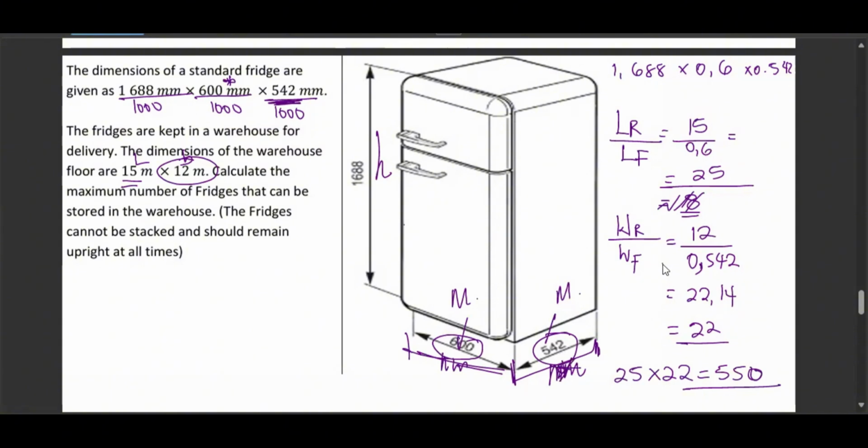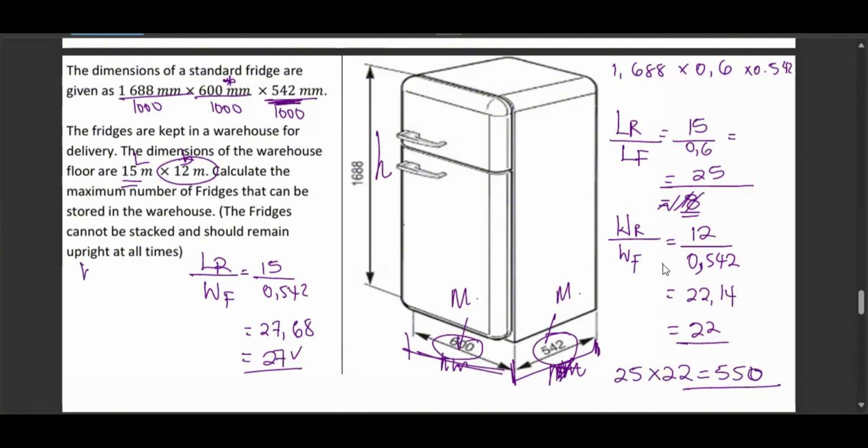What will it be? It will be the length of the room divided by the width of the fridge. Length of the room, 15. Width of the fridge, 0,542. How many do we have there? We have 27,78. Round down becomes 27. So on the long side, we shall have 27.